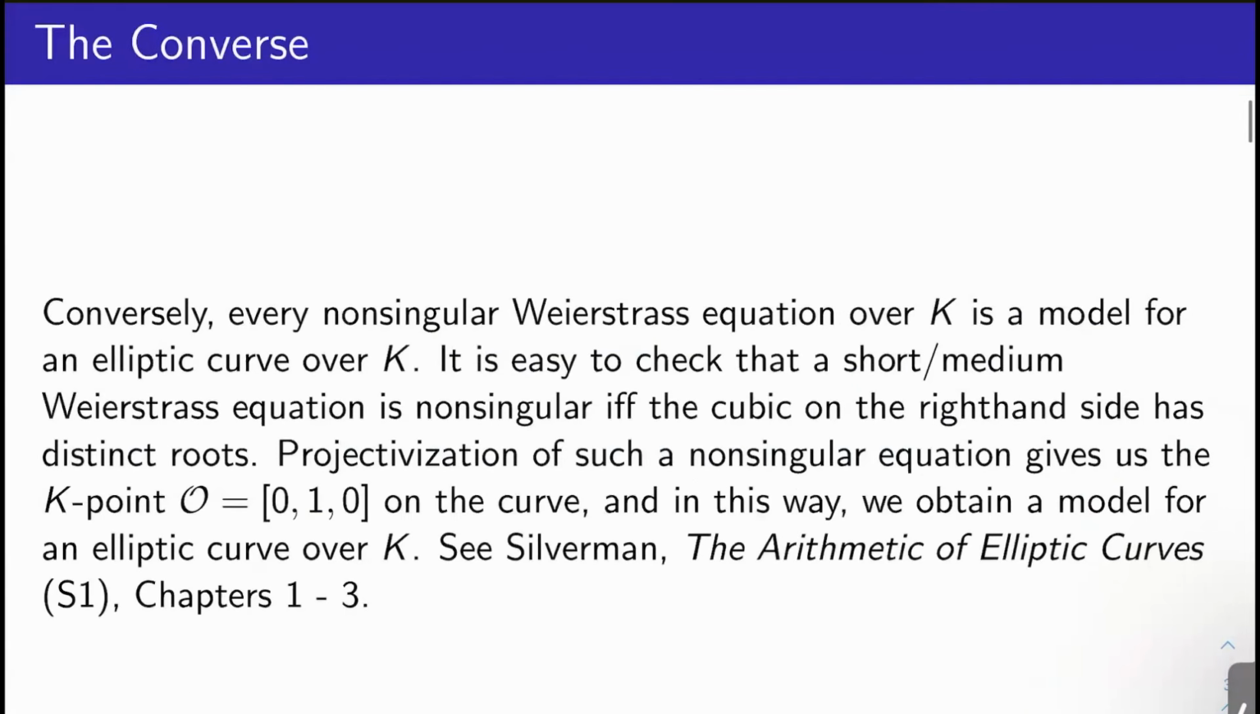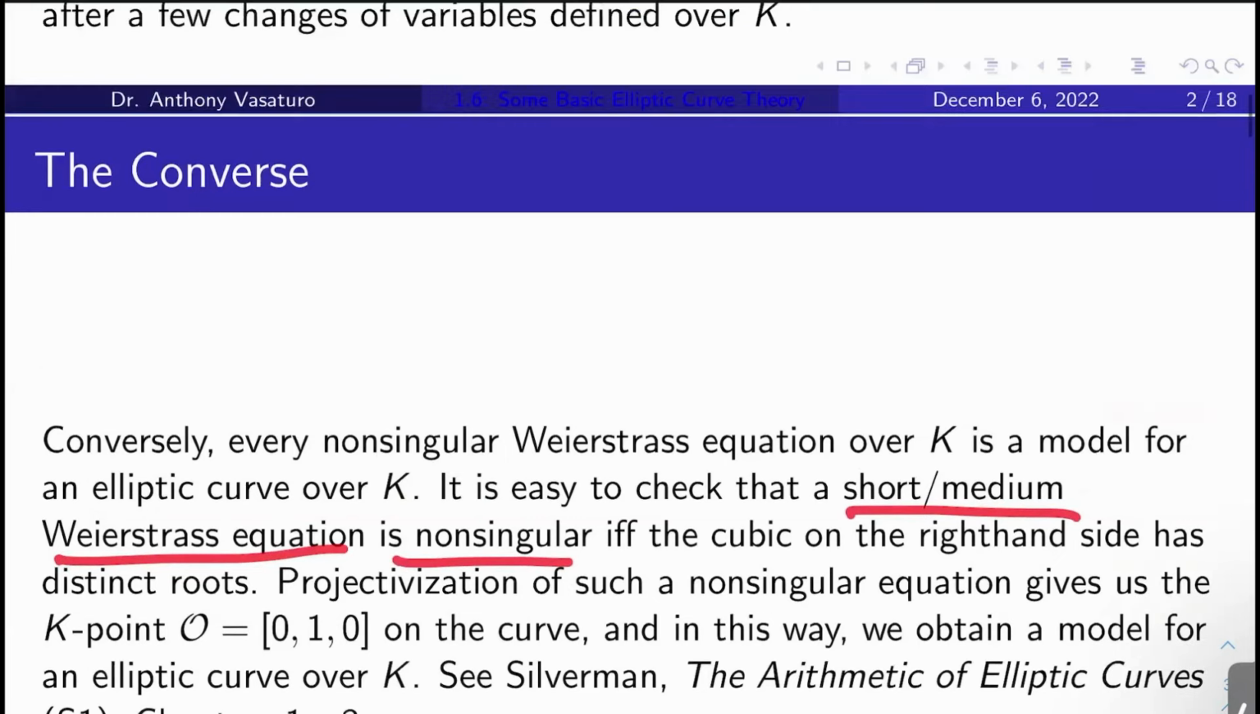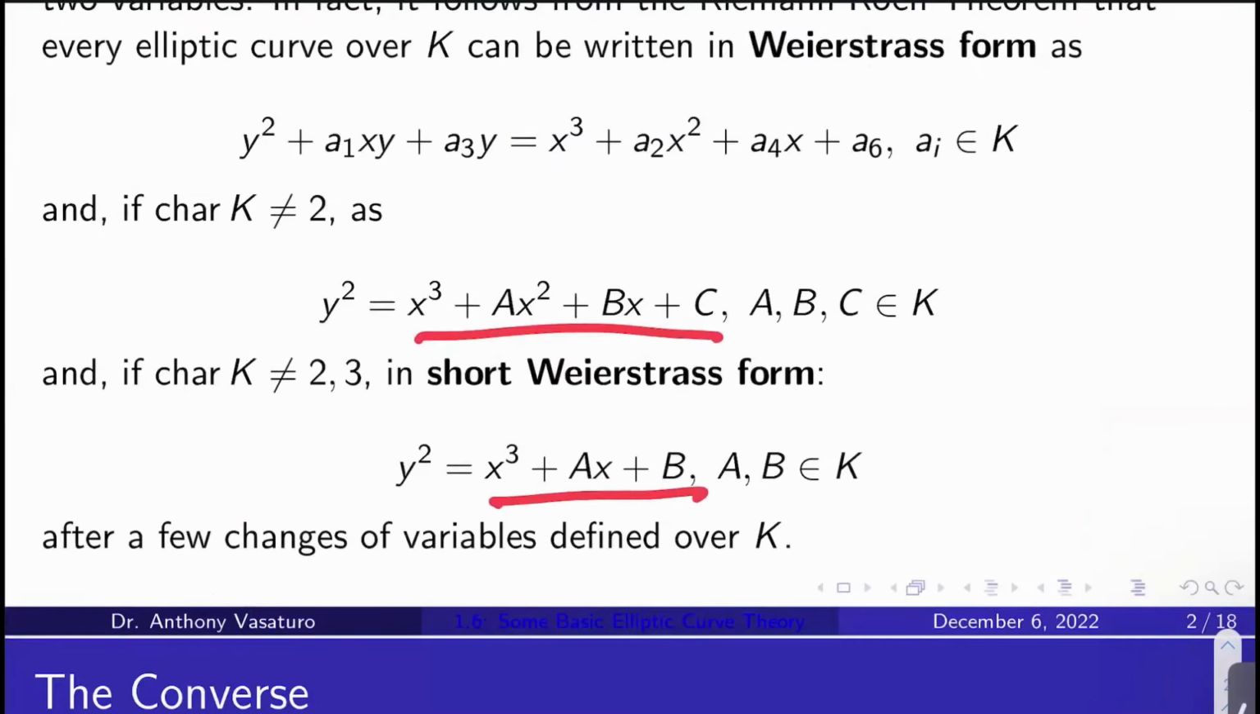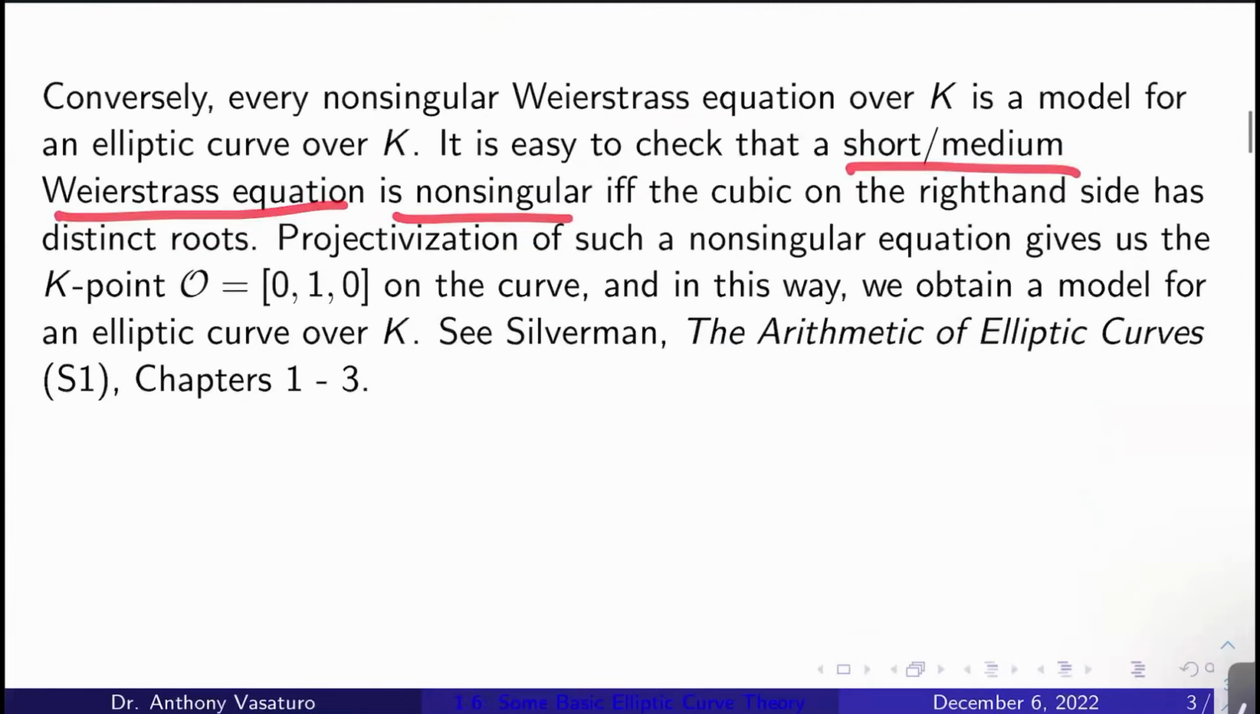Okay, the converse is true. Every non-singular Weierstrass equation over K is a model for an elliptic curve over K. It's easy to check that a short or medium Weierstrass equation is non-singular if and only if this cubic on the right-hand side here has distinct roots. So that's nice. Okay, and so if I projectivize such a non-singular equation, this gives me the K point, which we call O, which has coordinates 0, 1, 0 on the curve. And so in this way, I obtain a model for an elliptic curve over K. I mean, you still have to make sure the genus is 1 and stuff, but this is pretty easy to do.